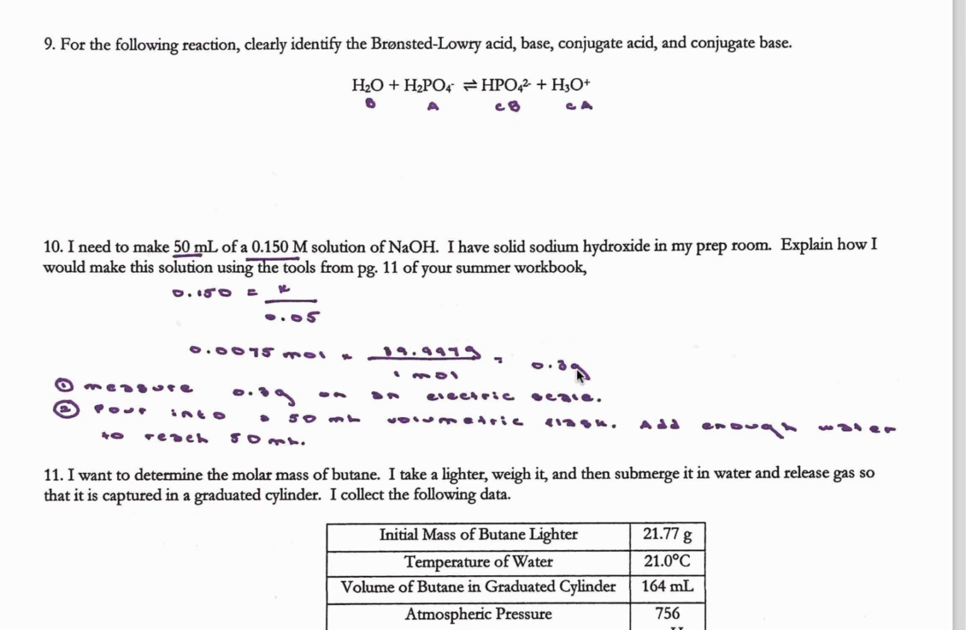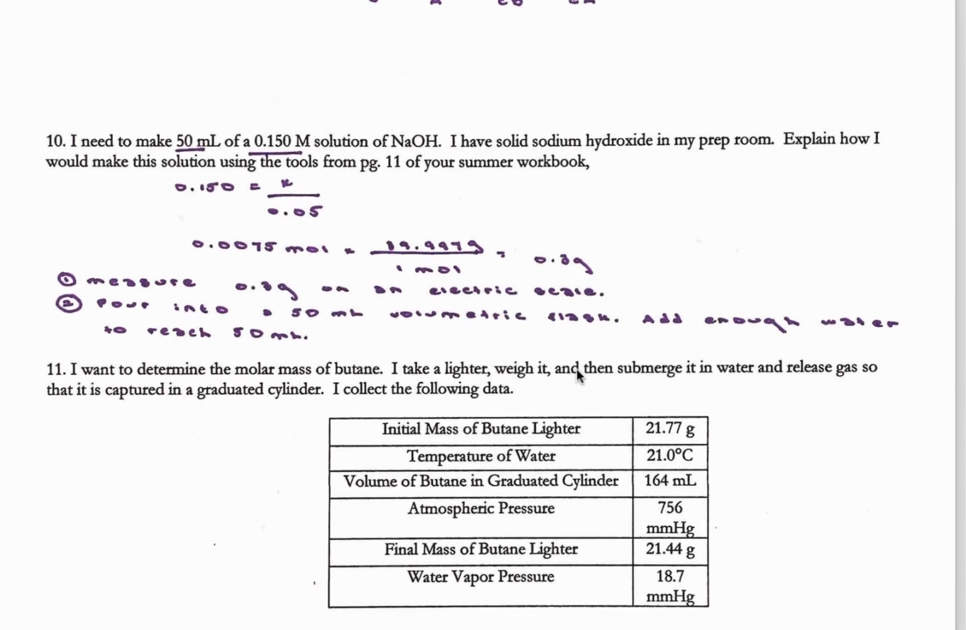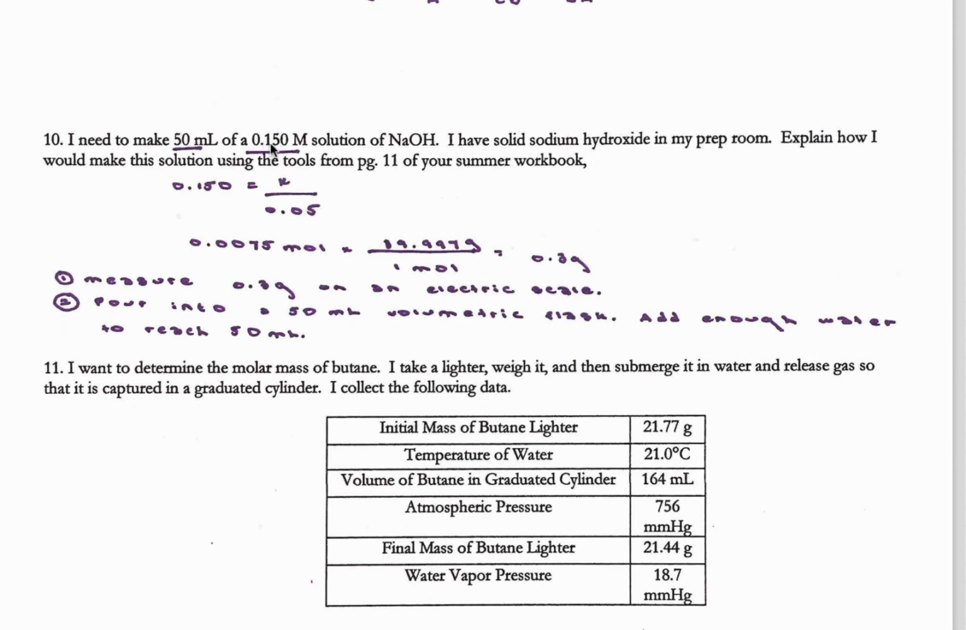For number 10, wanting you to review making solutions. So I want a 0.150 molar solution and I want 50 mils of that. So I'm going to use my molarity formula here because I'm dealing with solid sodium hydroxide. I'm not dealing with a dilution. I'm going to multiply here. Do keep in mind the 50 mils needs to be in liters, so that's why I moved my decimal place 3 places to the left.